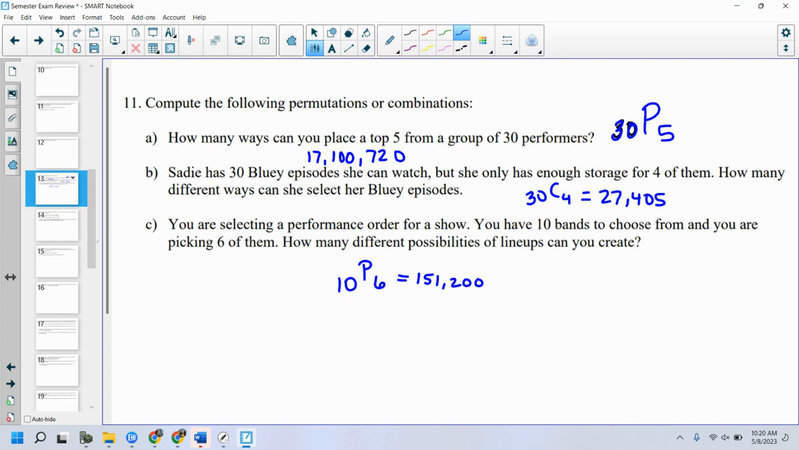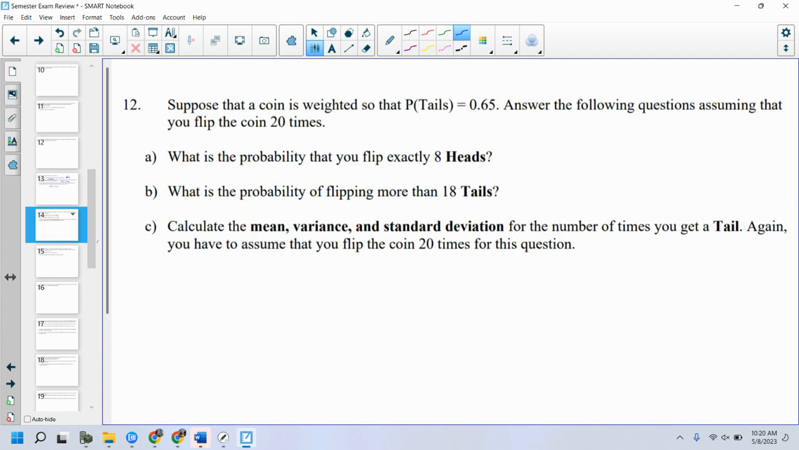All right, let's take a look at number 12. Suppose that a coin is weighted so that the probability of tails is 0.65. Answer the following questions, assuming that you flip the coin 20 times. What is the probability that you flip exactly 8 heads? Oh, that's right. This was that weird formula, the binomial probability formula. Where is this at? Maybe it was further on.